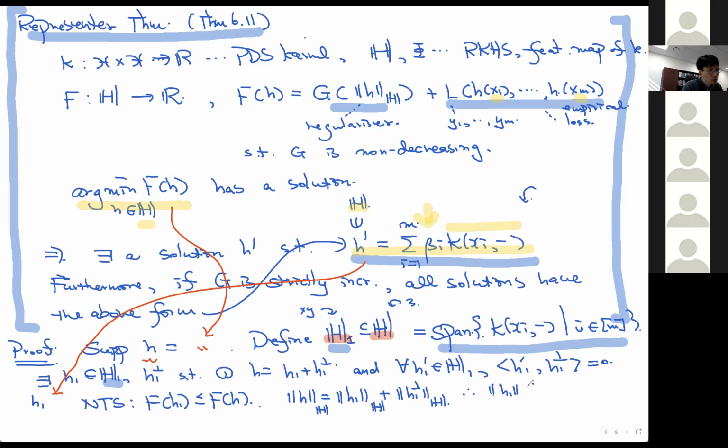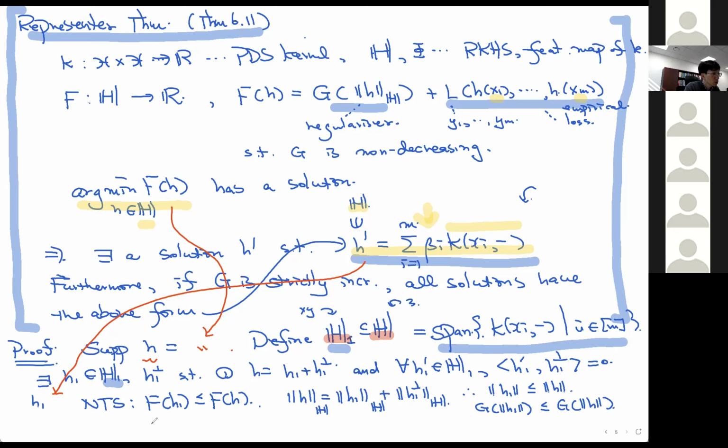The norm of H1 is smaller than or equal to the norm of H. So if you apply G, because G is non-decreasing, G of H1 is smaller than or equal to G of H. This shows that as far as the regularizer is concerned, H1 is as good as H. Now for the empirical error, we can use the reproducing property.